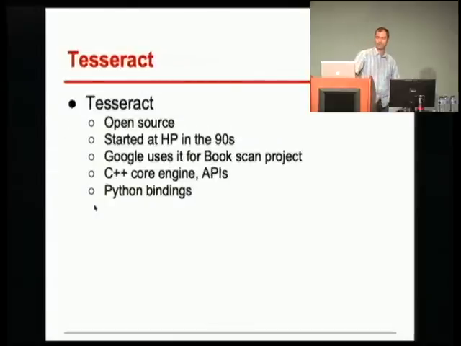All right, OCR. So we use Tesseract. It's open source, a C++ code base. Super old actually, I think it was started at HP in the 90s, and now it's maintained by Google. They use that for their book scan project. It does have some nice Python bindings, so you can use that, or you can run it on the command line if you want.